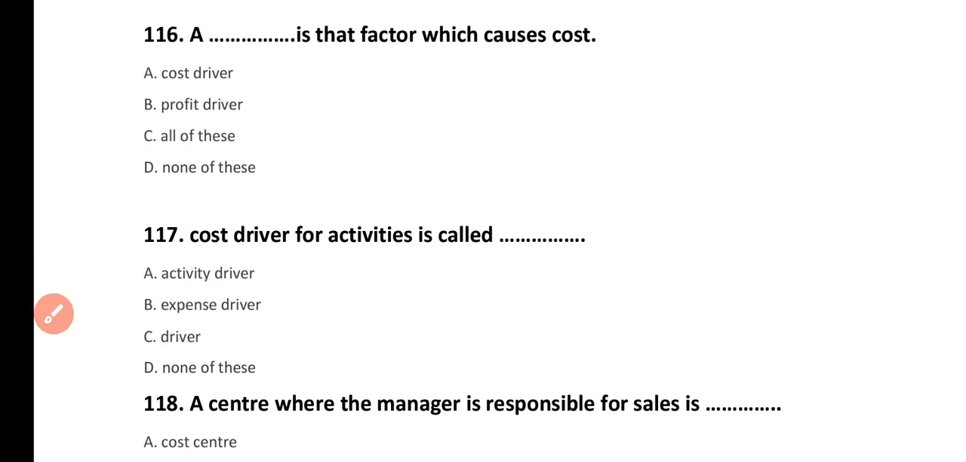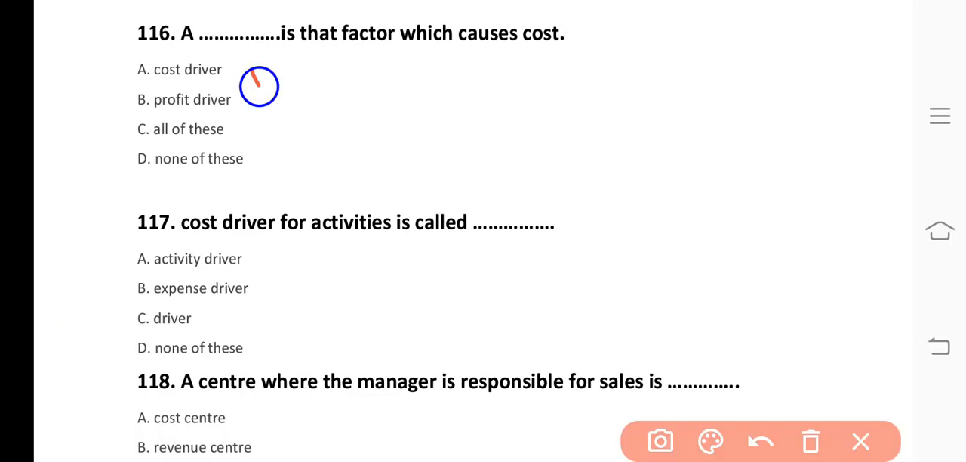MCQs number 116. Dash is the driver, that factor which causes cost. The cost driver, profit driver, all of these, none of these. So correct option is option A. Cost driver is a driver that factors which causes cost. Option A, cost driver.